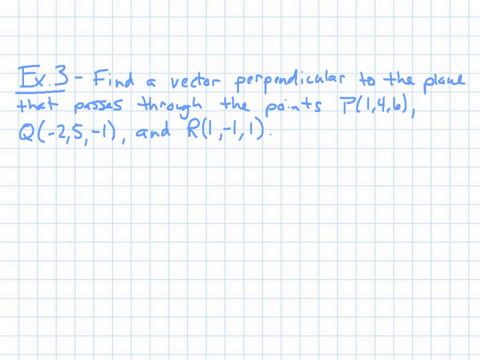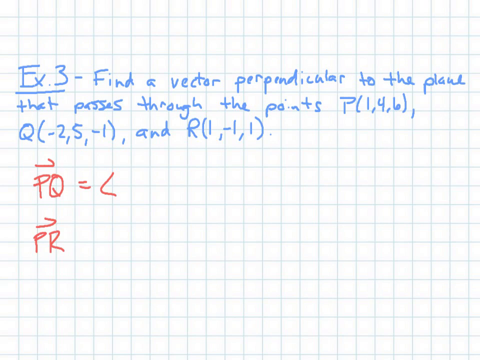and R. Okay. So first, we want to find something perpendicular. We want to do the cross product here, but we need to find the vectors first before we can take the cross product. So I need to find two vectors using these points. So let's do PQ and PR. So that means that Q and R are my terminal points, and then P is my initial.